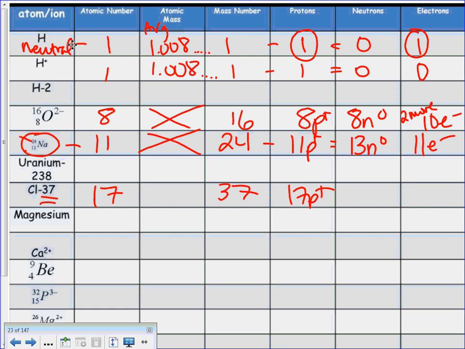Okay, so what do you guys want to find next? You want to find neutrons next? Okay, so tell me how I figure that out. Subtract. Good. So mass minus 17 is 20. There's 20 neutrons here because 37 minus 17 is 20. What else do I know then? How many electrons? Because it is neutral, right? 17 because it's neutral, and we don't need the atomic mass.